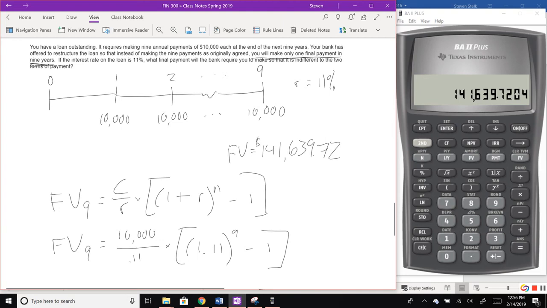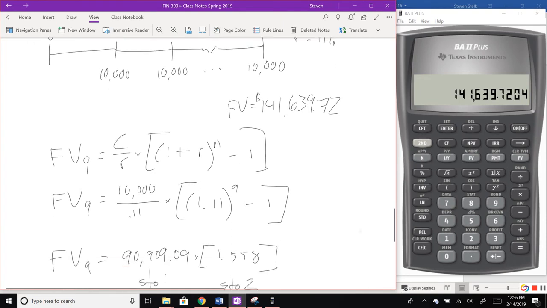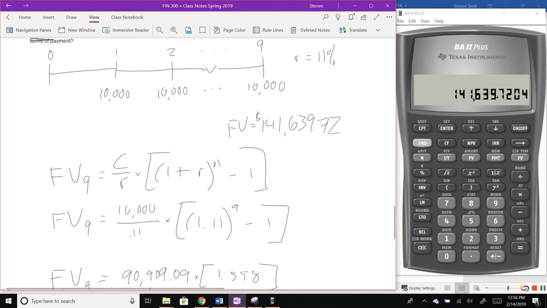So the bank in this case is indifferent between me making 9 payments of $10,000 or simply giving them one payment of $141,639.72 at the end of 9 years. In either case, they have earned 11% on their original loan to me, and that's what they wanted. They wanted to earn 11% over 9 years. Either one of these two forms of payment will give them that.